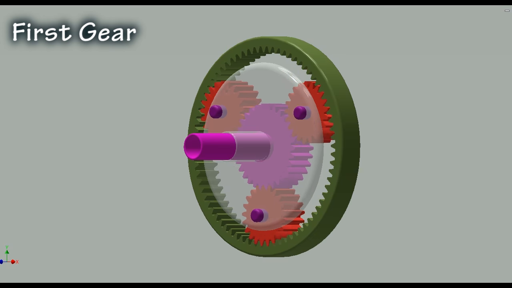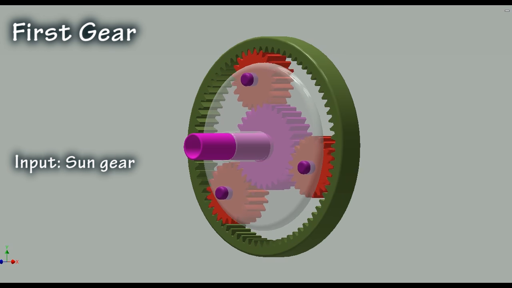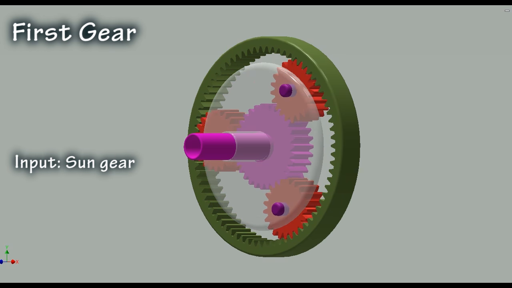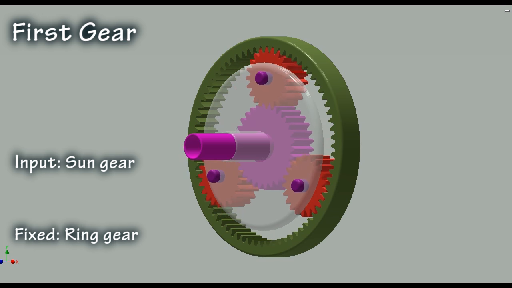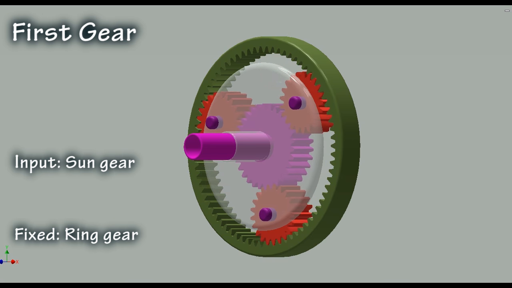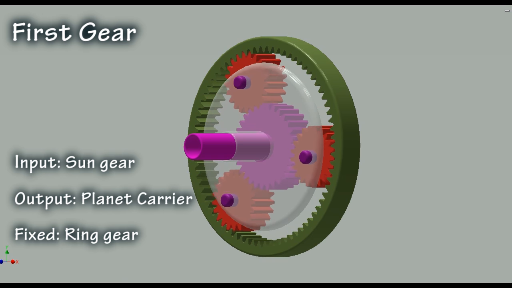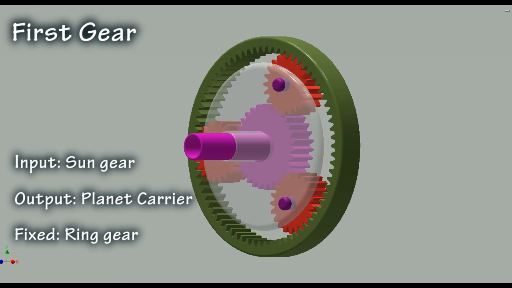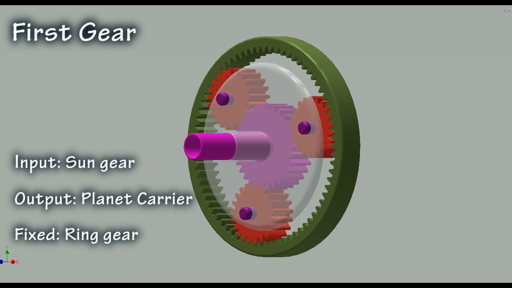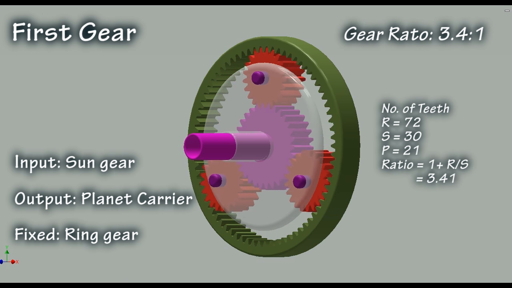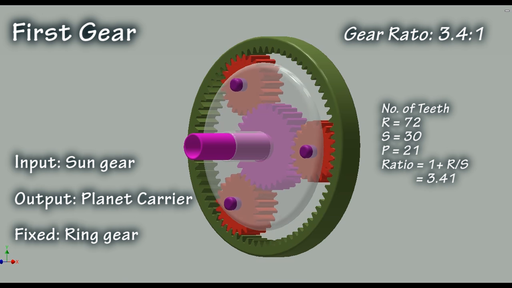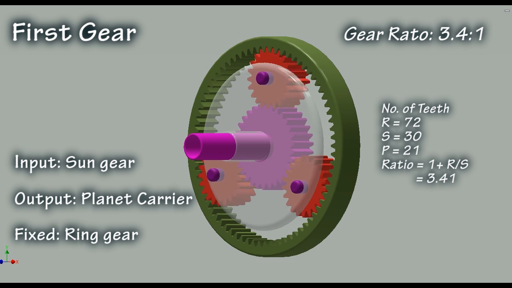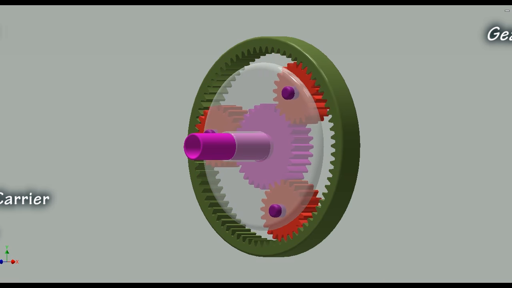In first gear, the sun gear is driven by the torque converter, which is driven by the engine. The ring gear is held stationary by a multi-plate brake. The planet carrier is connected to the output and drives the wheels of the car. Thus, a gear ratio of 3.4:1 is obtained, and the output speed is slower than the input speed.